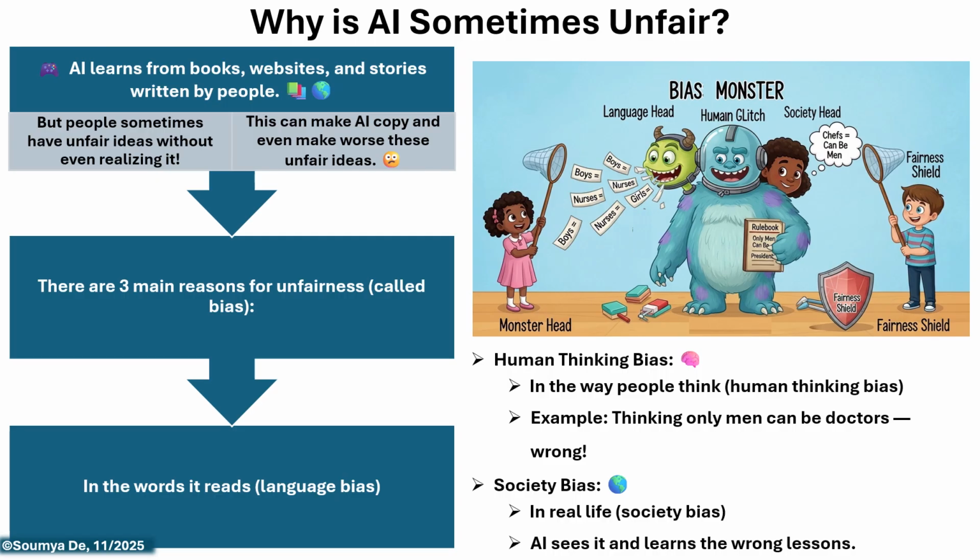Yikes. Three sneaky bias sources. Language bias, words that say this is for boys, that's for girls. Human bias, our brains assume things like nurses equal women. Societal bias, real world unfairness, like only certain people get to be leaders. But here's the cool part, you can fix it by pointing out bias, like a superhero training AI to be fair.